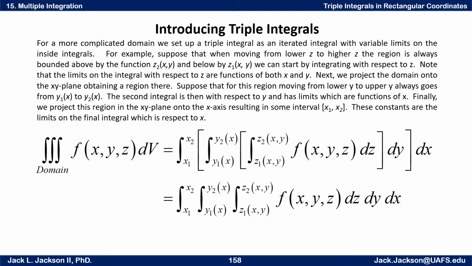Now let's suppose that we're going to integrate with respect to z first, then y, and then x. Suppose the region is such that if we took a plane and moved it from a lower z to higher z, within the domain you would start at some function z1 of x, y, and it would go up to z2 of x, y. In other words, the top and bottom of this are given by z as a function of x and y.